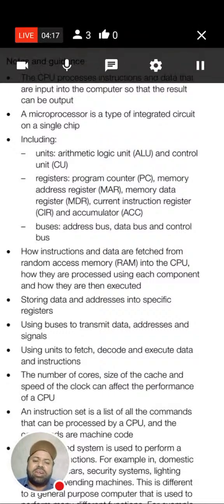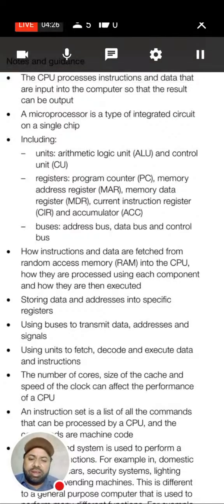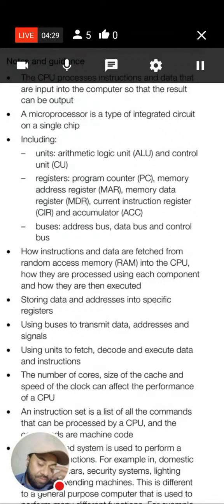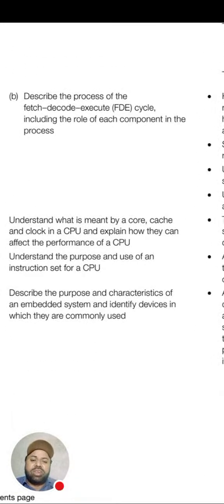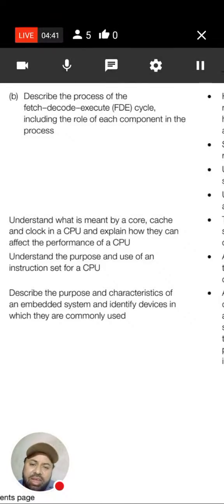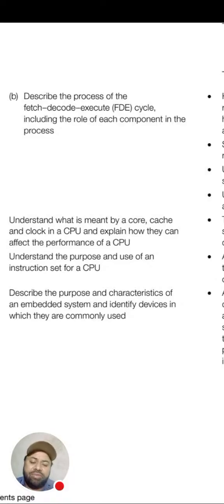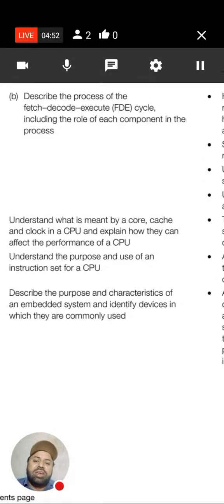Then there are buses: the address bus, data bus, and control bus. Basically, buses transfer data from source to destination. We will study their purpose and examples in depth and detail. Then describe the process of the fetch-decode-execute cycle. This is the main cycle, FDE as we call it, because instructions are fetched, then decoded, and then executed. It's a phenomenon which we will discuss, and the role of each component will also be discussed.